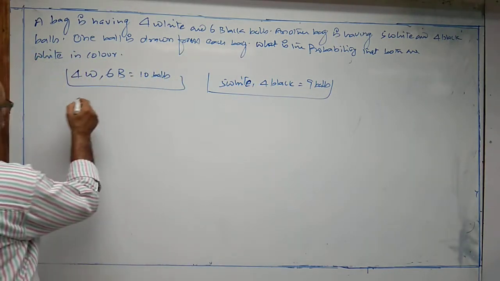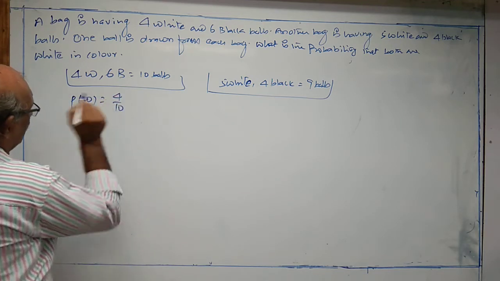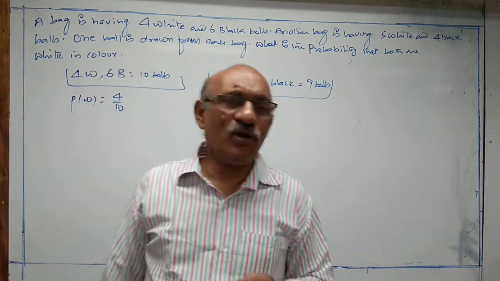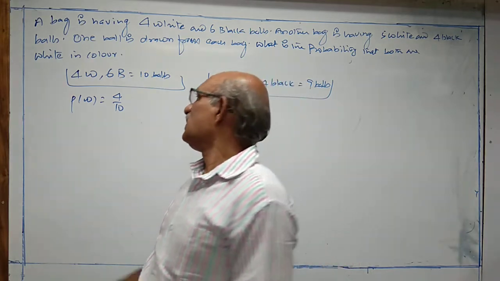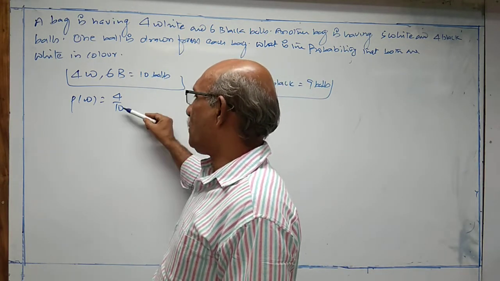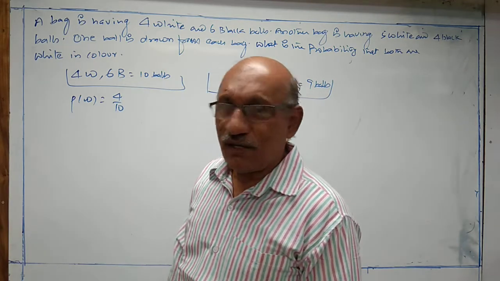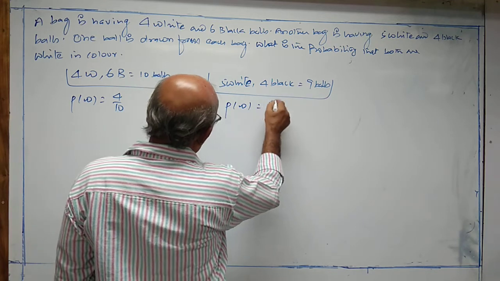So, this is probability of drawing white ball is equal to 4 by 10. There are 4 white balls. One white ball can be selected from 4 in 4C1 ways. And from 10 balls, one ball is taken in 10C1 ways. So 4 by 10 is the probability. Now probability of drawing white, this is 5 by 9.